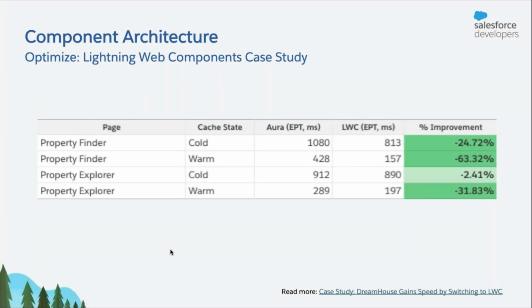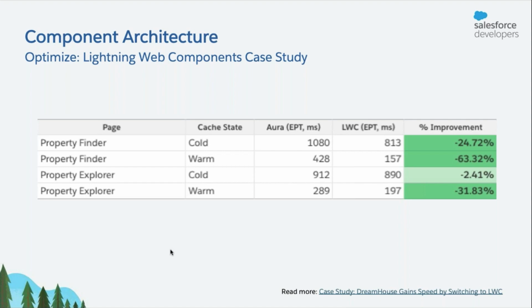And there is a detailed case study, which we have written in a blog. You can read more in that blog, but here is just a summary. For each of these pages, we have noticed a significant improvement in performance, and you can see it's not the same. Depending on the complexity of your component, sometimes you might only see a 2% improvement, but sometimes you might also see a 63% improvement. So it totally depends on how complex your component is and how effectively you are migrating it.